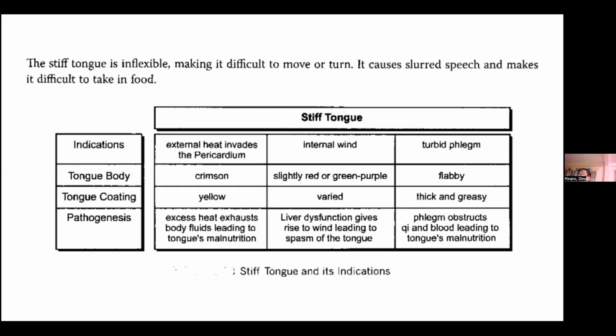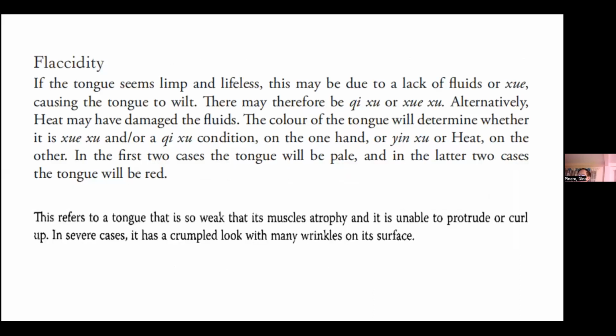Alternatively, heat may have damaged the fluids. The color of the tongue will determine whether it is a blood deficiency or qi deficiency condition, or yin deficiency or heat on the other. In the first two cases, the tongue will be pale, and in the latter two cases, the tongue will be red. Okay? This refers to a tongue that is so weak that its muscles atrophy and it is unable to protrude or curl up. In severe cases, it has a crumpled look with many wrinkles on its surface.